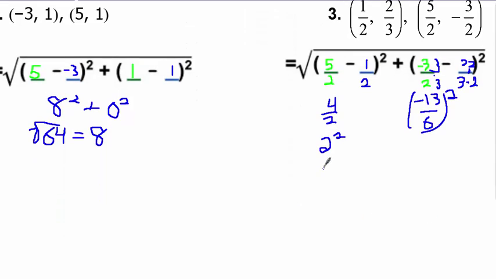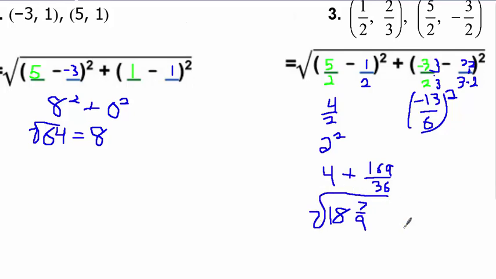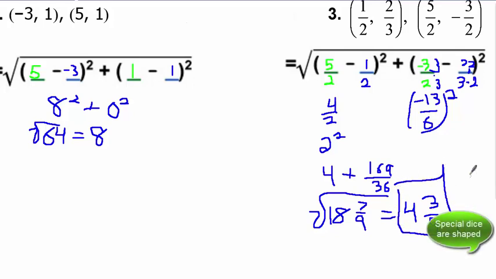Anytime I square a positive, I get a positive. When I square a negative, negative times negative is positive. 169 divided by 36. And when I simplify that, I get 18 and 7/9. And I'm going to take the square root of that. And I'm going to get 4 and 3/9. So that would be my final answer for the overall distance.